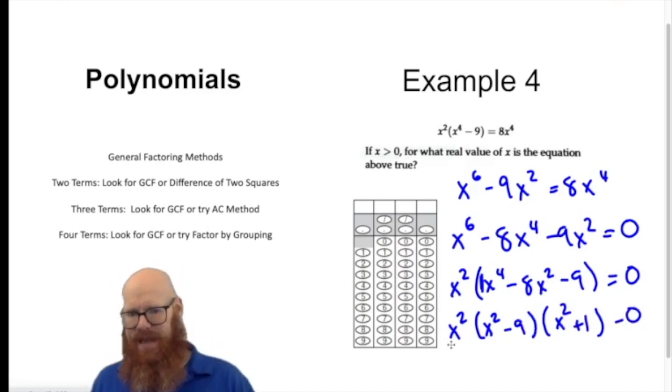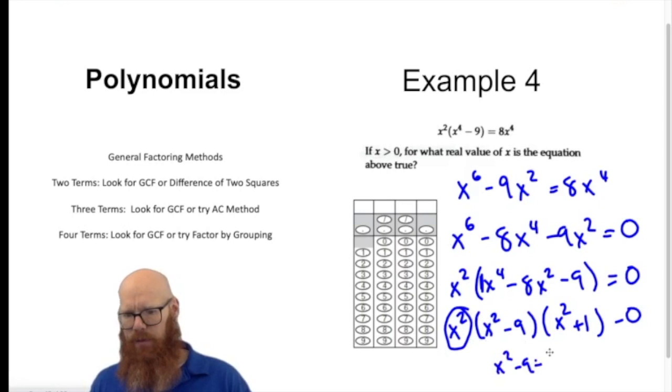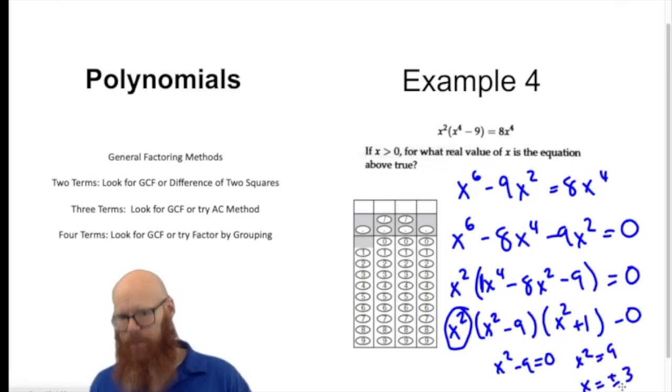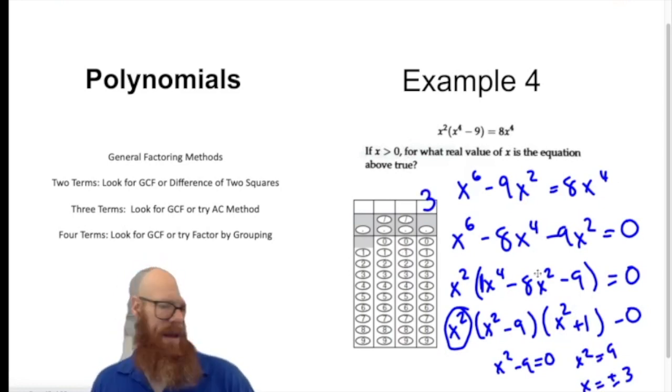So now we could set each factor equal to 0. This factor, when you set it equal to 0, is going to give you 0, but it says x is greater than 0, so we don't have to worry about that. When we set x squared minus 9 equal to 0, we're going to get x squared equals 9. Take the square root, we get plus or minus 3. But again, we only want the one that's bigger than 0, so our answer is 3. If you check x squared plus 1, you will get an imaginary number, so you don't have to worry about that. So the only answer we have for this problem is 3.